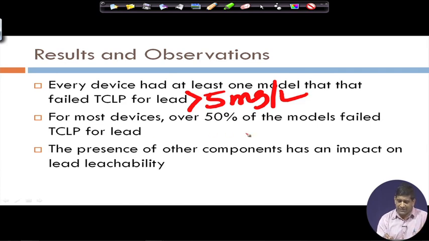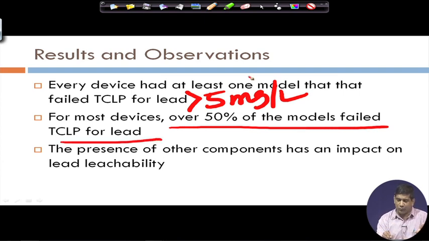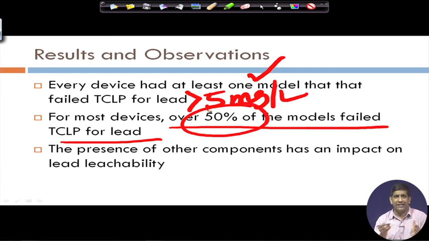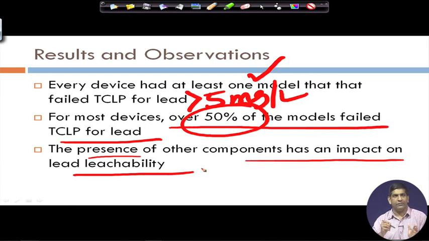And for most devices, over 50% of the models failed. So for every device, at least one model failed, and for most devices, over 50% of the models failed, again for lead. As I said earlier as well, lead is the one which gets most of the attention in terms of e-waste disposal. And the presence of other components has an impact on lead leachability. So there was some chemistry going on there as well.